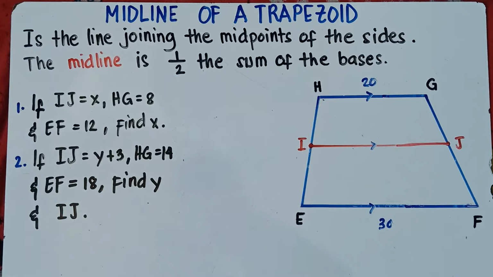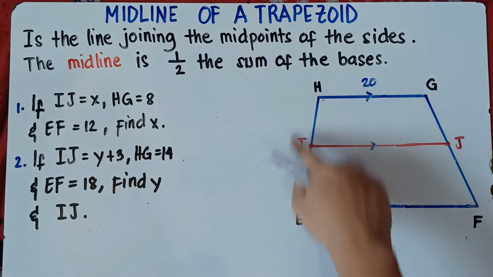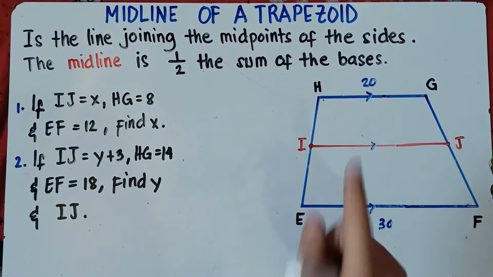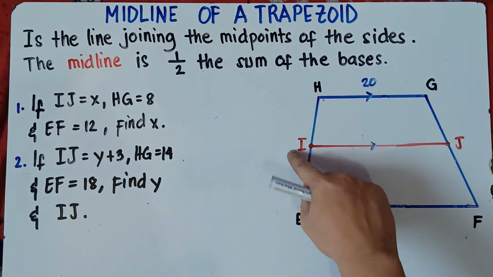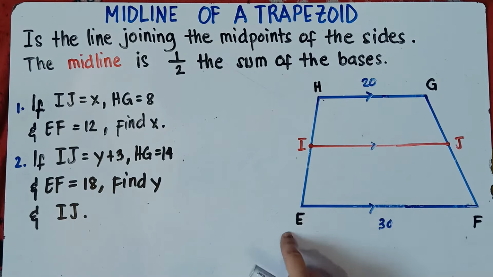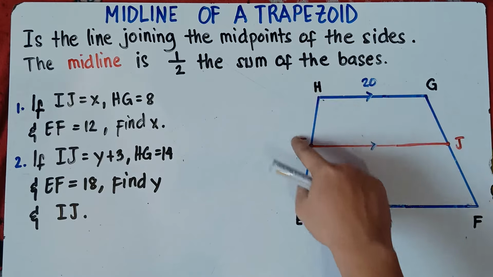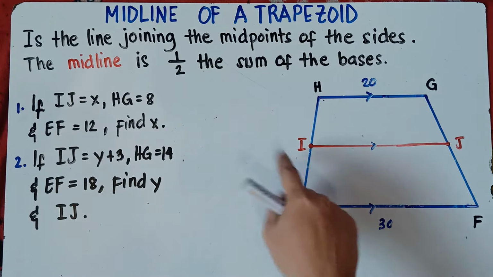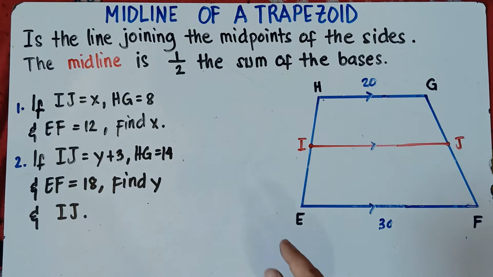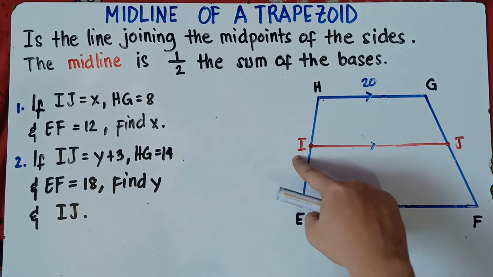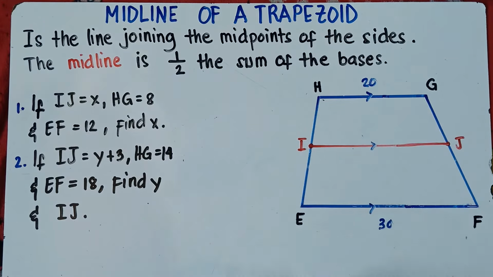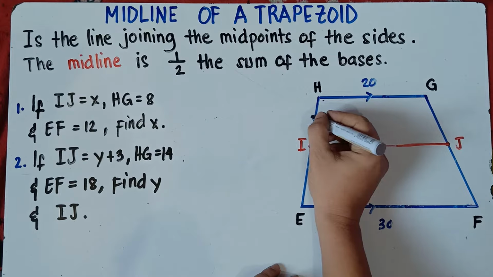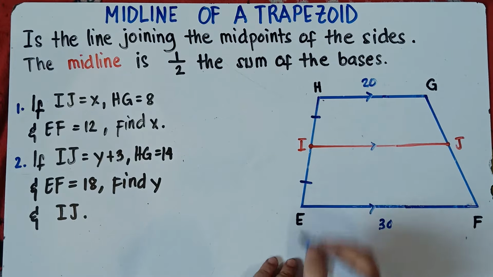Now, with regards to the sides, we have line segment HE. We can say that HI is congruent to EI. Why is that, sir? Because we said a while ago that I is the midpoint of HE. So therefore, this side is congruent to this side.